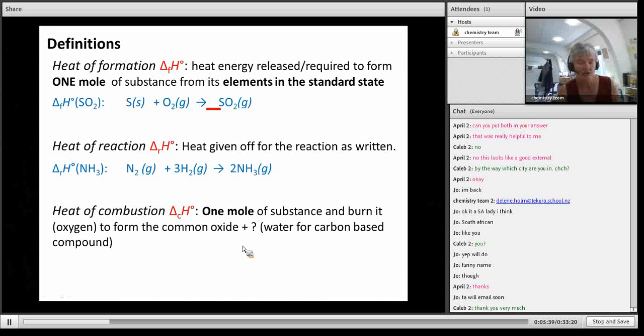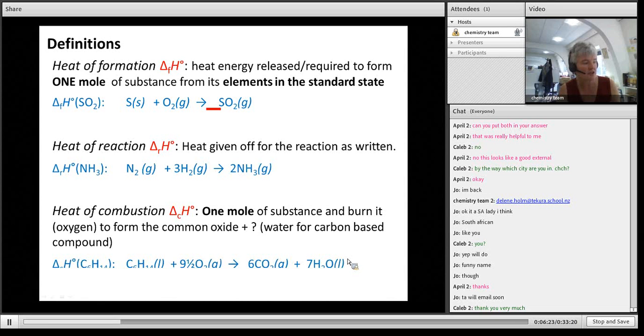Right, heat of combustion. This is always burning in oxygen 1 mole of the substance. So we always have on the left-hand side of the equation 1 mole of whatever substance we're combusting plus oxygen, and on the right-hand side is the most common oxide of the element. So for carbon-based, it'll be carbon dioxide rather than carbon monoxide. Also, organic molecules have hydrogen, so the common oxide for that will be water. So if I burn methane, it'll be carbon dioxide and water, and so on.